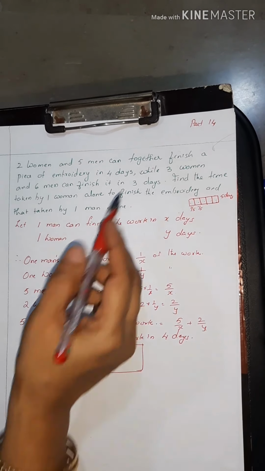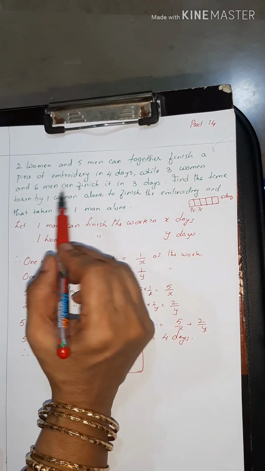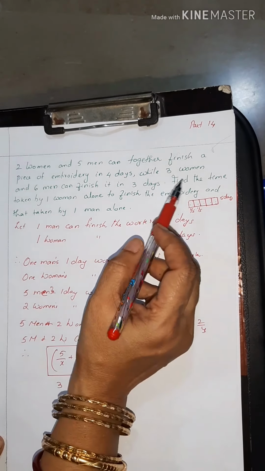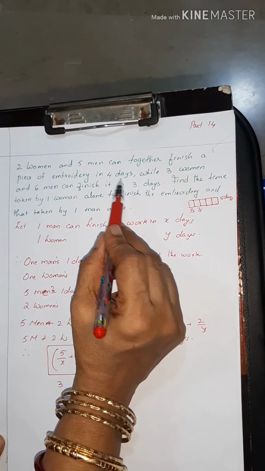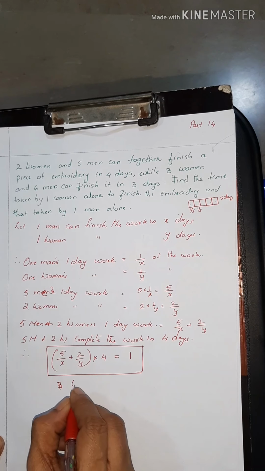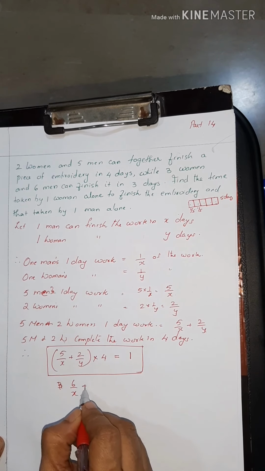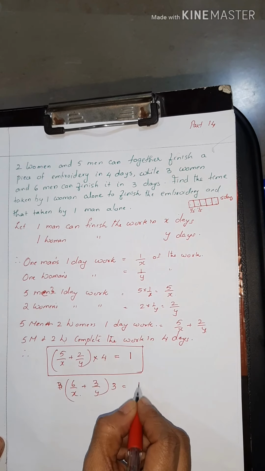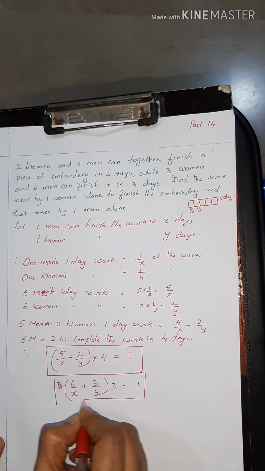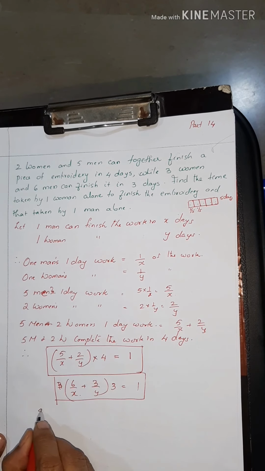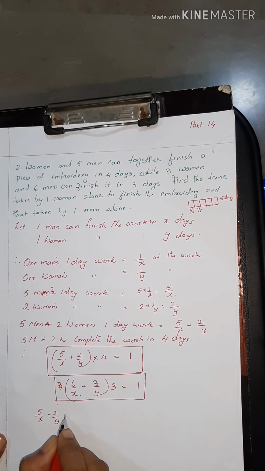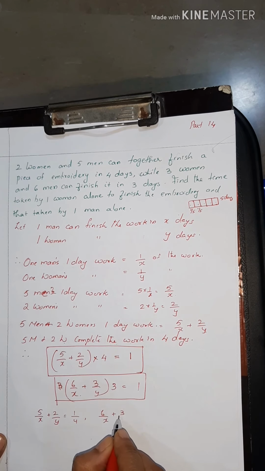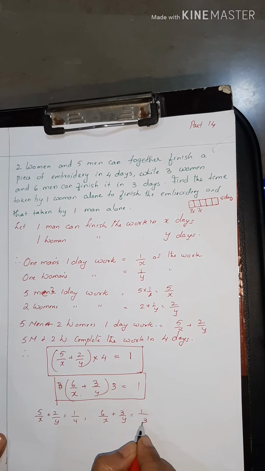Similarly, in the second case, 3 women and 6 men can finish it in 3 days. So you can straight away write 3 by y for 3 women and 6 by x for 6 men, plus 3 by y. They will finish it in 3 days, so into 3 is equal to 1. So this is the second equation. So simplifying this, 5 by x plus 2 by y is equal to 1 by 4 and 6 by x plus 3 by y is equal to 1 by 3.